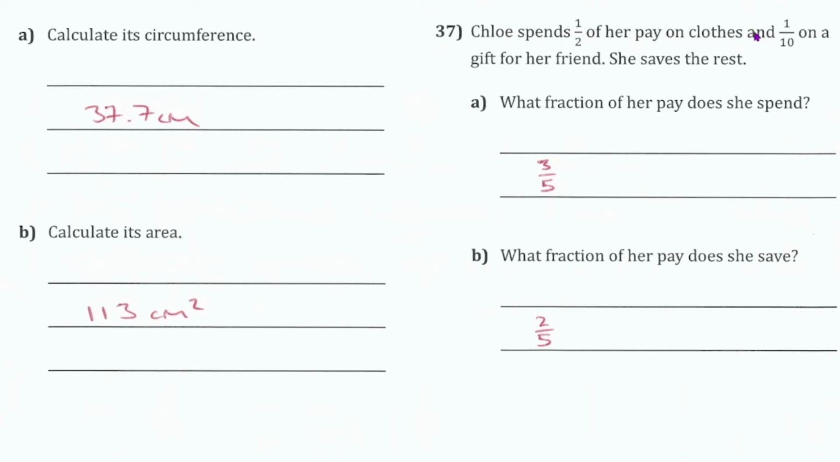Chloe spends half her pay on clothes and 1/10 on a gift for her friend. She saves the rest. What fraction of her pay does she spend? Well, let's have a look. So a half, if we were to multiply this to an equivalent fraction that had the same denominator, the same bottom number here, we'd multiply it by 5. 5 over 10 is the same as 1 over 2. So 5/10 of her pay goes to clothes, and 1/10 goes on a gift to her friend. She spends 6/10. Said another way, she spends 3/5. If she must save the rest, then it's got to be the leftover, 2/5.